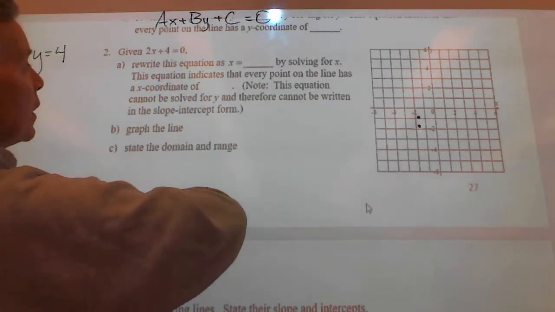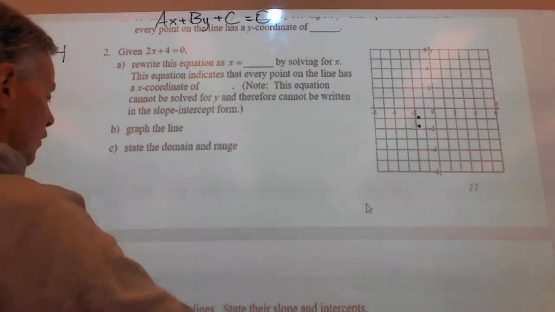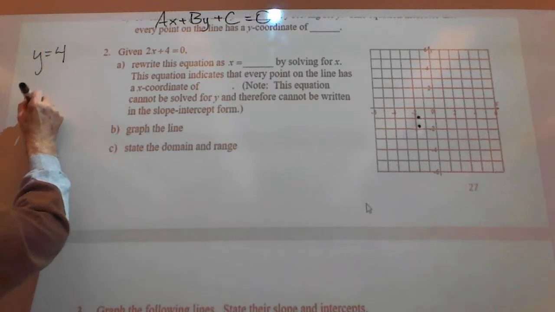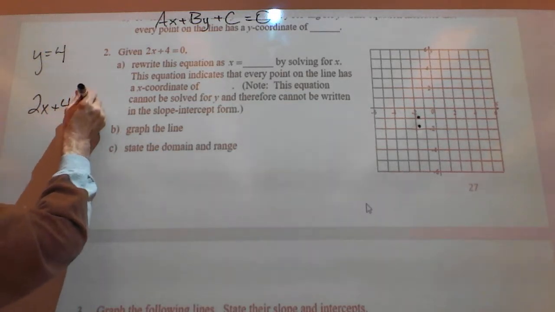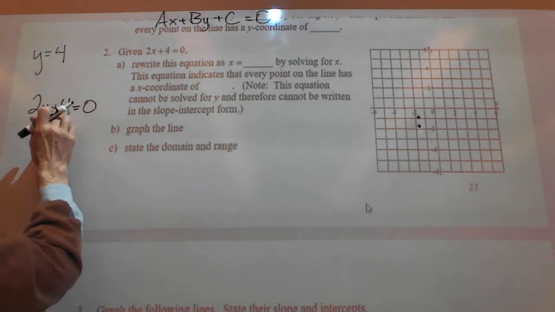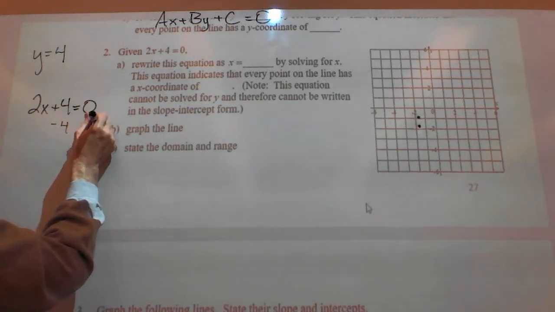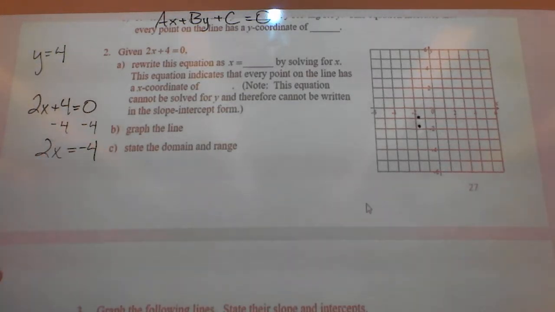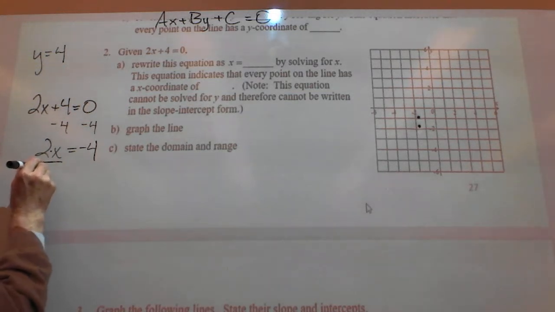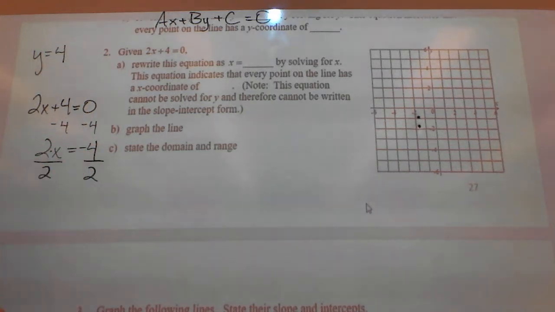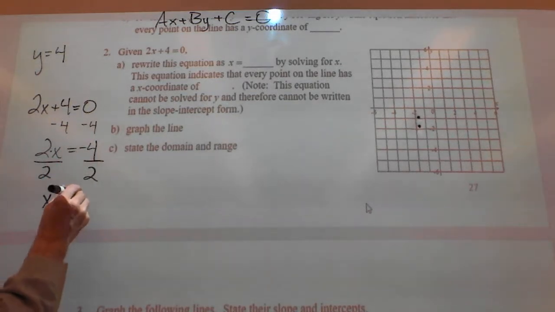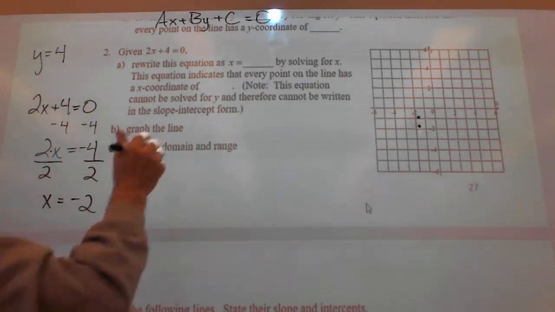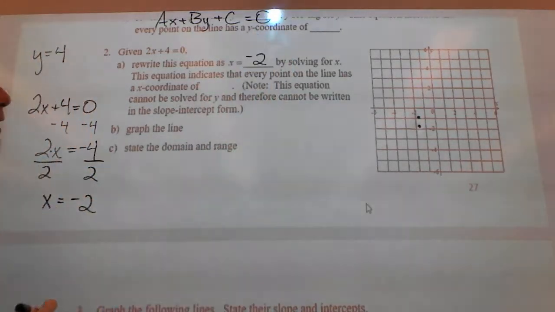Here, we're going to rewrite this equation by isolating x. So that will give us, I'll just do it over here, 2x plus 4 equals 0. We want to isolate x, so we'll get rid of stuff that involves adding and subtracting first. 4 minus 4 is 0, giving us 2x equals negative 4. Then we'll get rid of the 2, which, because it's attached to the x through multiplication, to undo it, we have to do the opposite. We have to divide. 2 divided by 2 leaves us with 1x. Negative 4 divided by 2 leaves us with negative 2. And our equation becomes x equals negative 2.